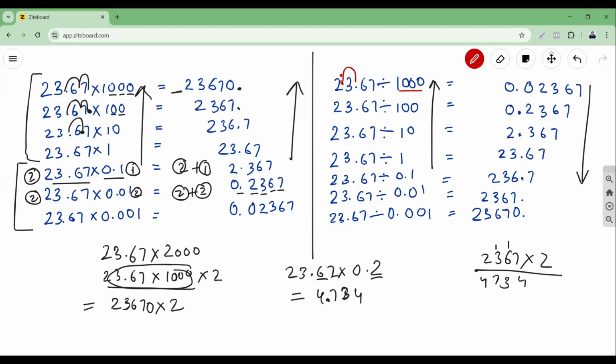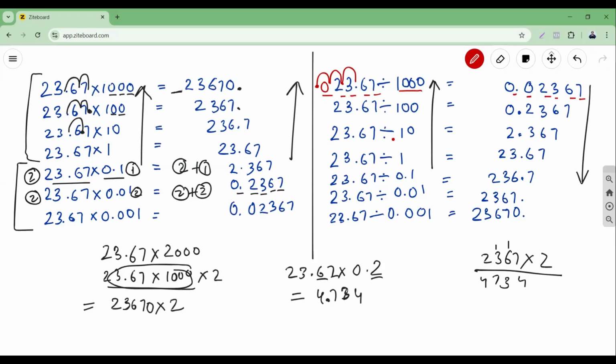So 1 decimal place, 2 decimal places, third decimal place, what do we do? We don't have anything, no? But we know that before a 23, there is a 0, right? So we'll take one more place here. So the answer will come out to be 0.023. See, 0.02367. That's what is there here, right?